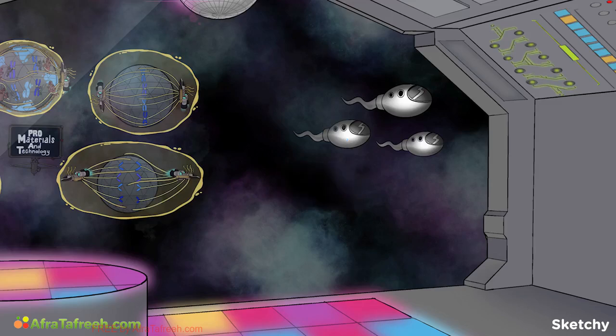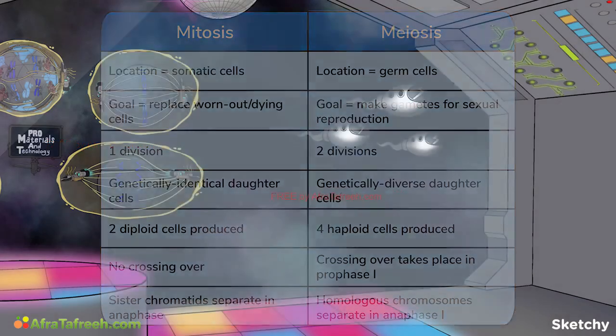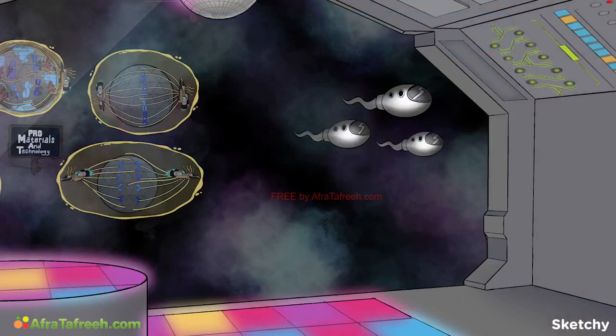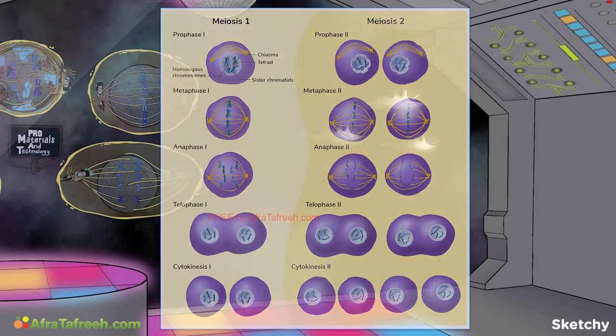Now, before we hit the dance floor, here's a table that summarizes the major differences between mitosis and meiosis. Pause the video to soak it in if you need to. All right, overview over. Let's boogie into meiosis. The entire process of meiosis has 2 rounds of cell division. The first round is called meiosis 1 and the second meiosis 2. Each round of cell division consists of 4 stages: prophase, metaphase, anaphase, and telophase.